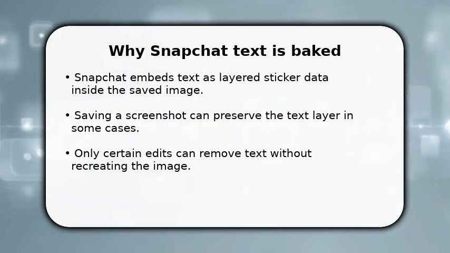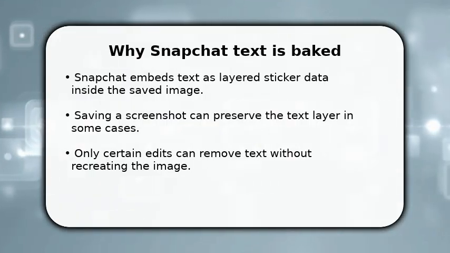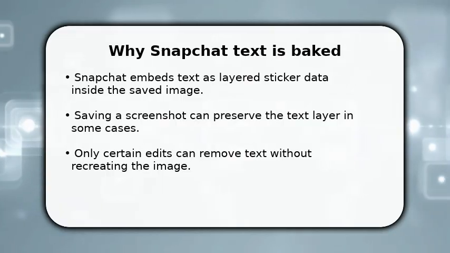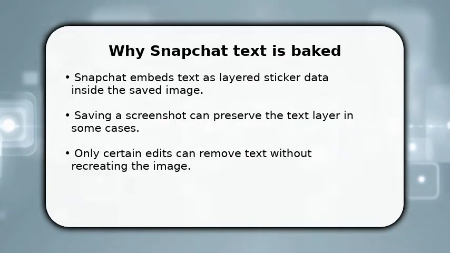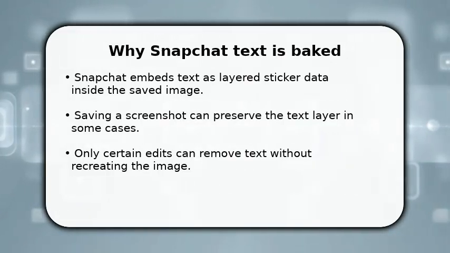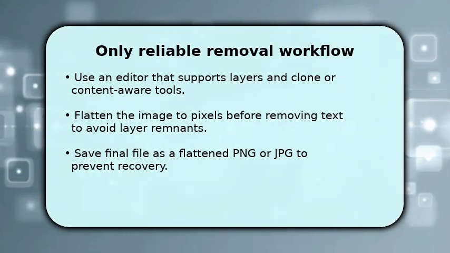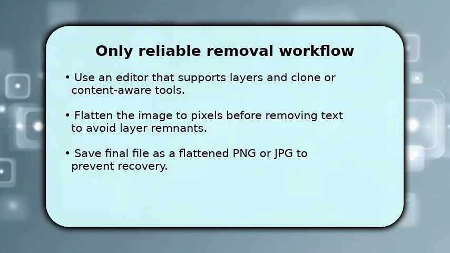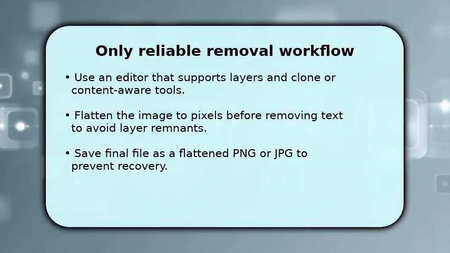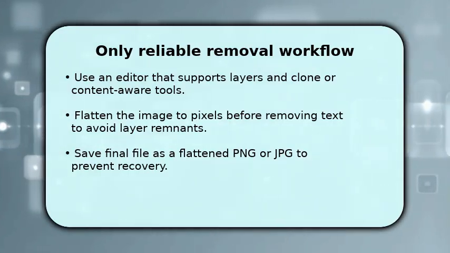If the text remains a layer, only specific workflow steps will remove it cleanly. Follow the constrained method I will explain to avoid artifacts and to respect privacy. Open the Snapchat image in an editor that supports layers and content-aware tools. If the text exists as a layer, flatten the image first so the text becomes pixels.